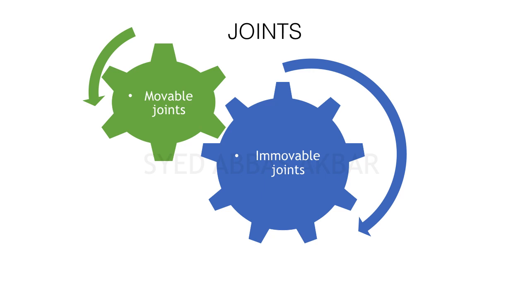A joint is a place in the skeleton where two or more bones connect. Bones are held together at the joints with the help of ligament. At the joints, the surfaces of the bones are covered with cartilage. There are two types of joints, movable and immovable joints. All the joints in the body are movable except those in the skull.